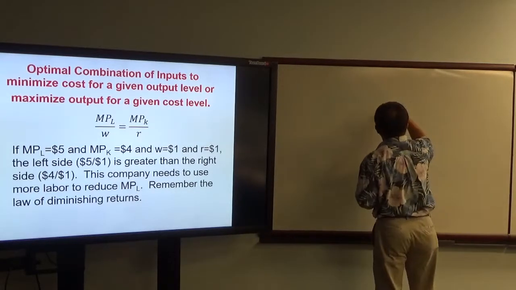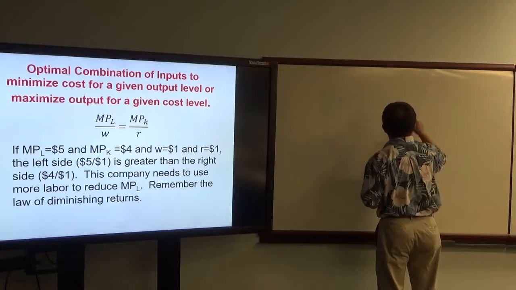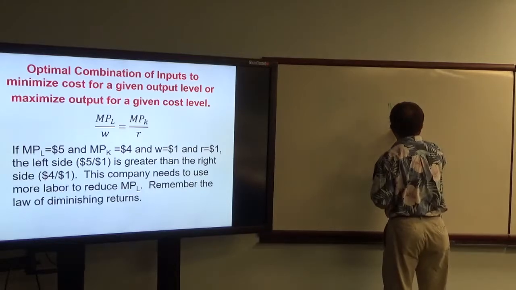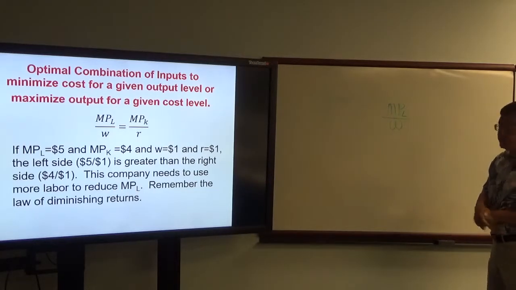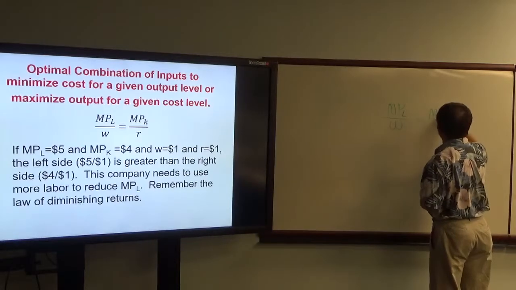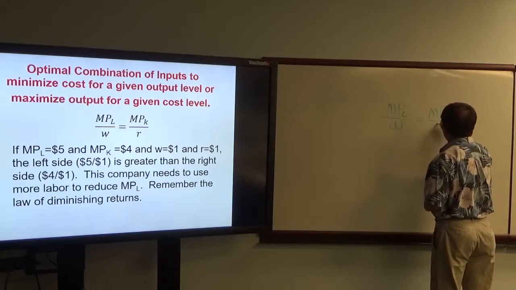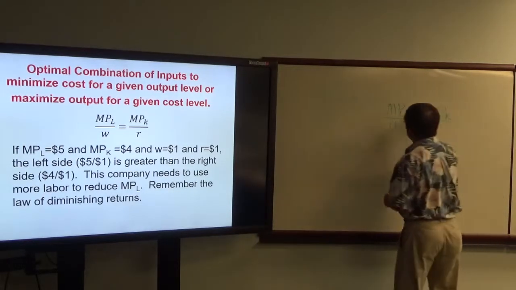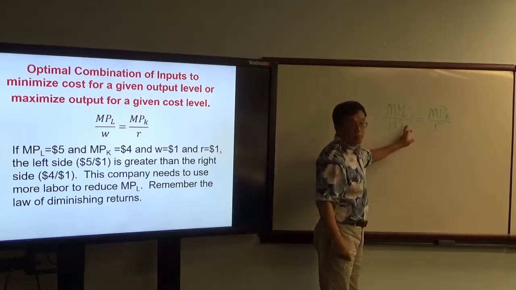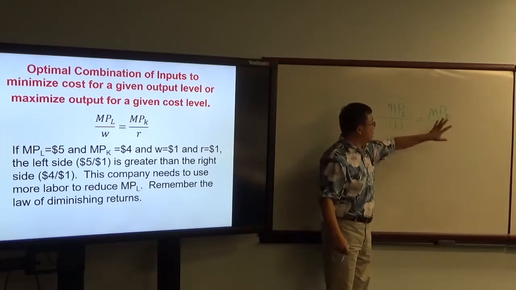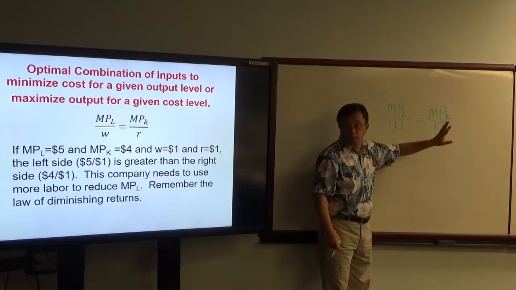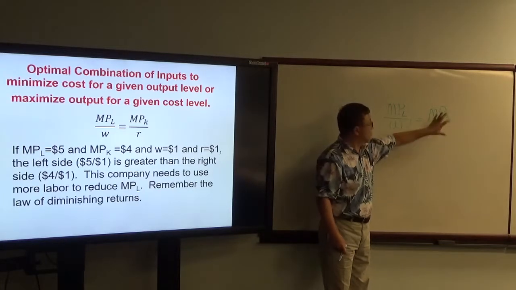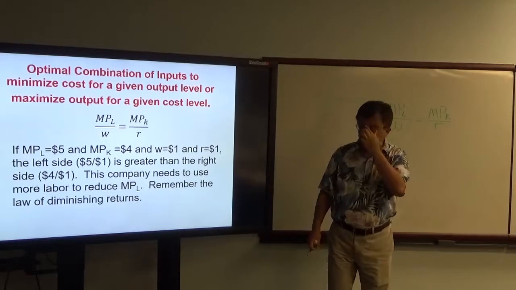In this case, you'll find the optimal condition is the marginal product of labor divided by the wage rate is equal to the marginal product of capital divided by the price of capital. So what does this mean? This means the marginal product of the last dollar spent on labor is the same as the marginal product of the last dollar spent on capital. The marginal product is the same.